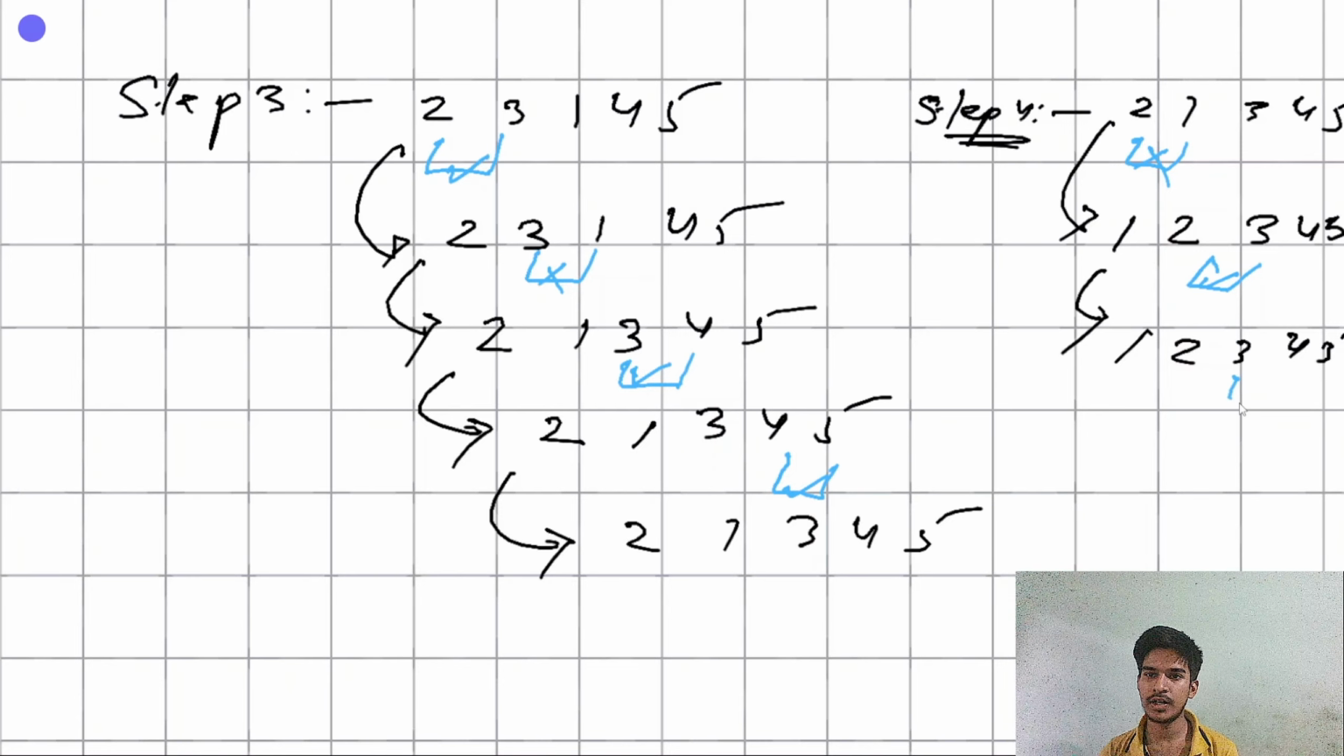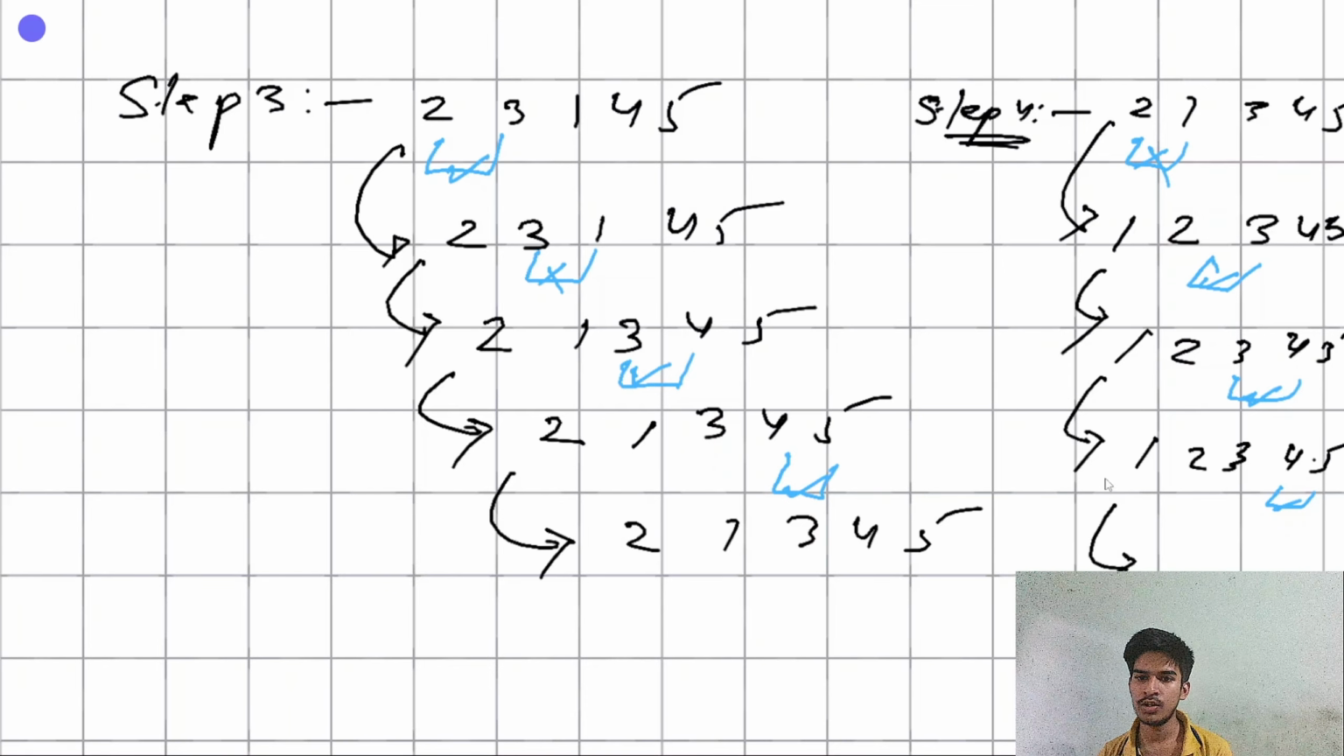Now we check if this is in the correct order. Yep. So it will check 1 2 3 4 and 5. Okay, 3 4 and 5. And then again I will check if this is in the correct order. Yeah, it is in the correct order, so it will give me 1 2 3 4 and 5. So this is now sorted.